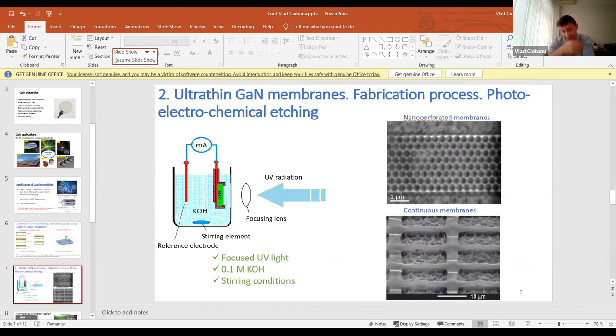In this step, we use a potassium hydroxide solution under stirring conditions, and we use a UV source focused on the surface of the material. As you can see from the images on the right, we have perforated membranes produced by focused ion beam, or continuous membranes produced by a simple lithographic process. I have to mention that the material which was treated with ions will stay chemically stable under these etching conditions.